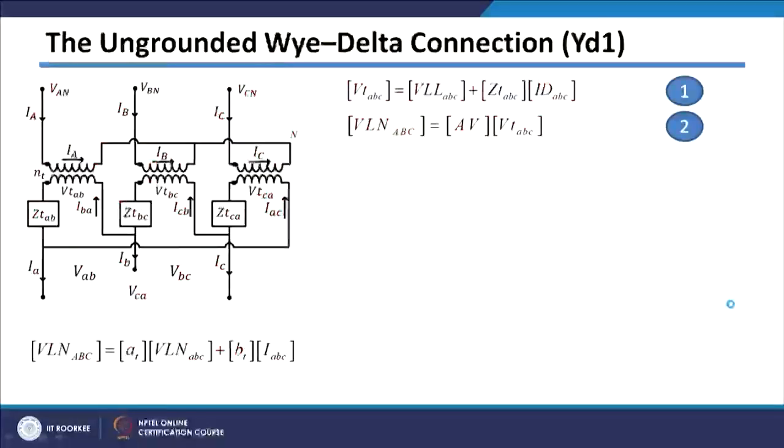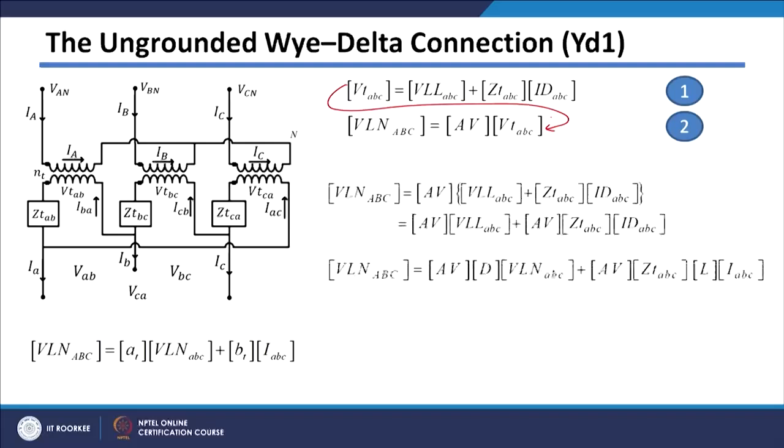These two expressions can be written like this, and if you put this expression into this, I will get this expression here. So VLNABC will be equal to AV multiplied by VTABC, which is given by this term, which I am putting here. If you multiply this AV inside the bracket, it will be AV multiplied by VLLABC, and then AV multiplied by ZTABC multiplied by IDABC.